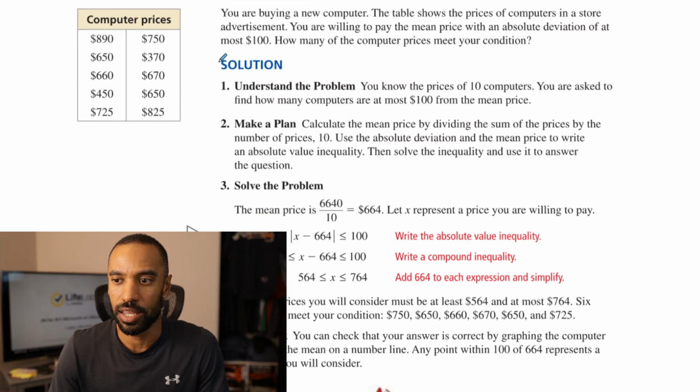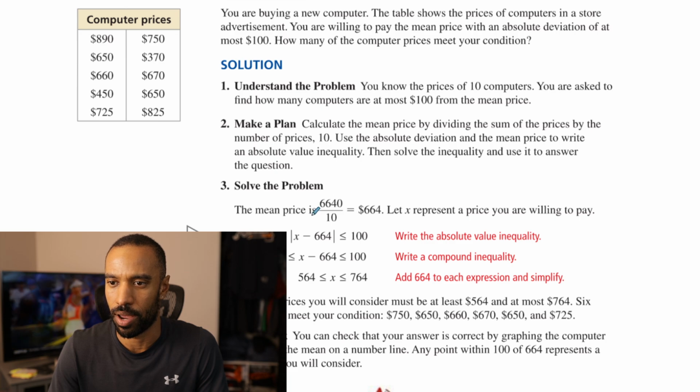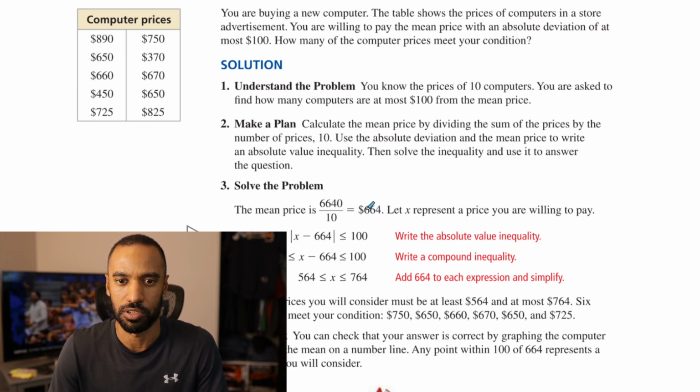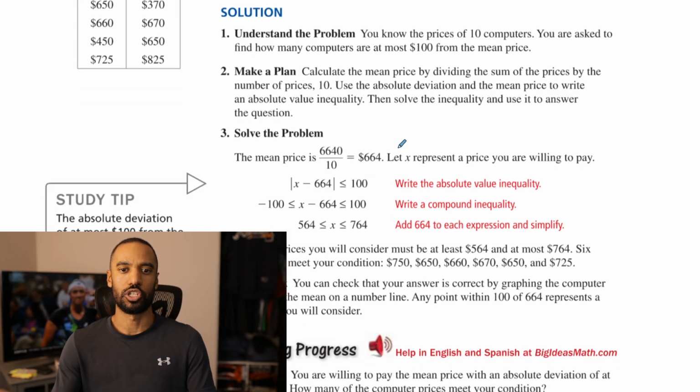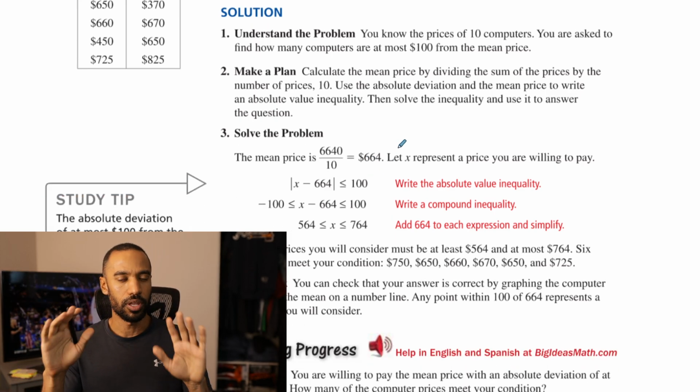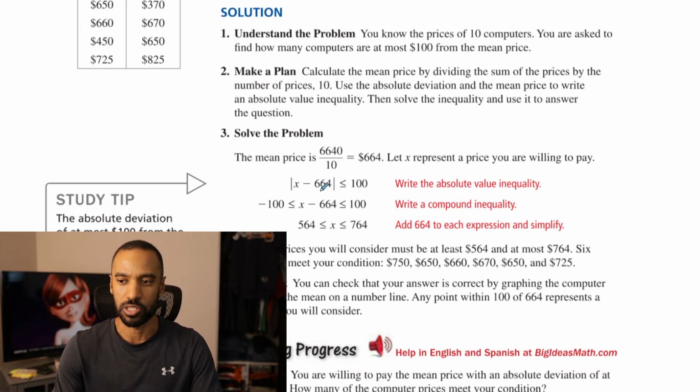So, in understanding this, we have to take the average of these numbers. So where do they do that? Right here. They just said you add them all up, they become this. There are 10 of them. The average is $664. Now, they are not going to just write minus 100 plus 100 literally, but what they're going to do is set it up as an inequality.